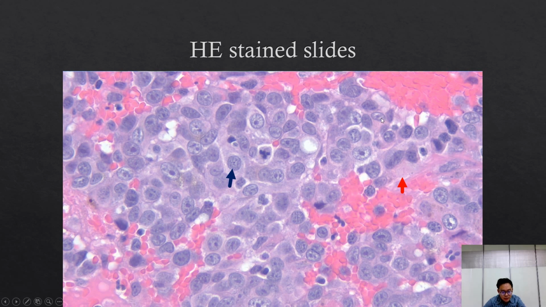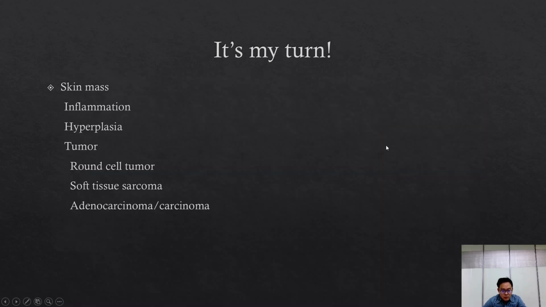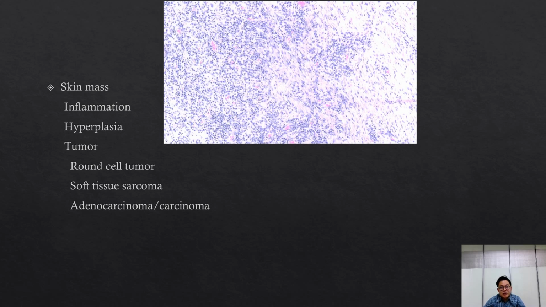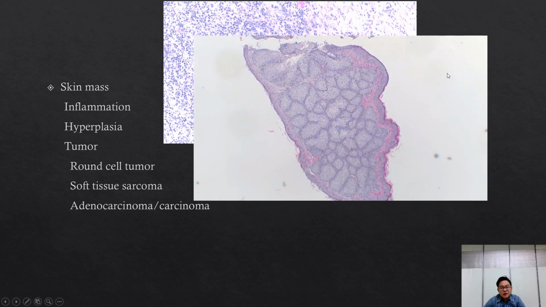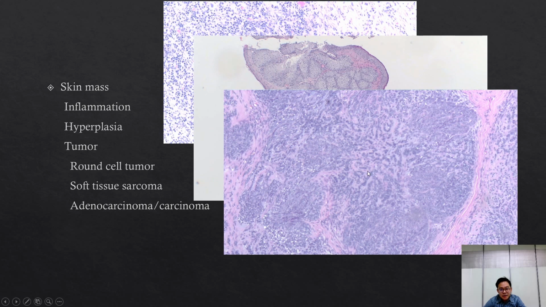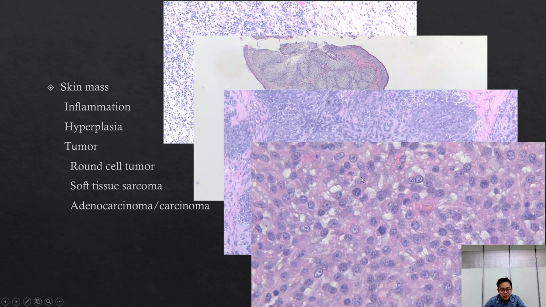So from that dog coming into the clinic with a skin mass, now is when the anatomical pathologist comes into action. This mass might be an inflammation, hyperplasia, or a tumor. Here we can see that this is a chronic inflammation. This is sebaceous hyperplasia, and this is a benign tumor, trichoblastoma, and this is a malignant tumor, soft tissue sarcoma.